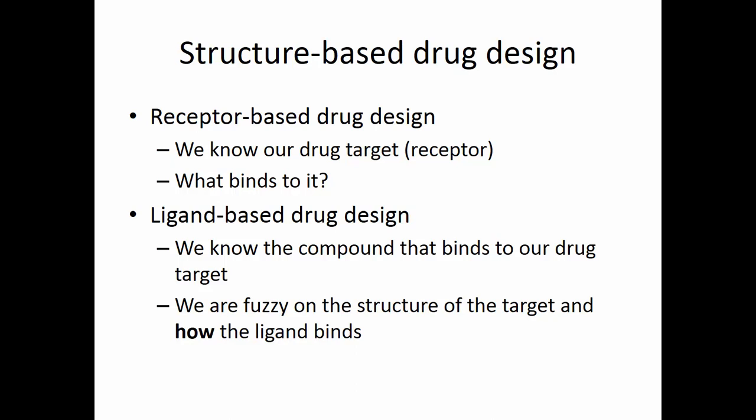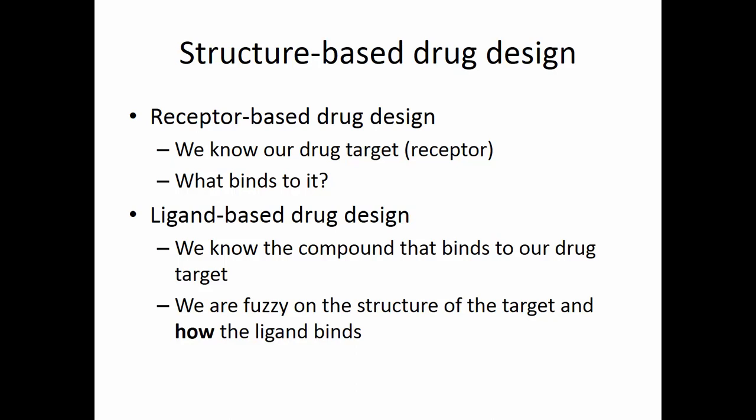Then there's ligand-based drug design. We know the compound that binds to our drug target. Maybe we're fuzzy on the structure of the target and how the ligand binds, but we have a target and we have a compound that binds. So we can look for similar looking compounds and try to get our lead compound from there. That either will repress an enzyme, activate an enzyme, or activate a receptor, acting as an antagonist or an agonist, these sorts of things. So it's basically, what do I look at when I want to design my drug?